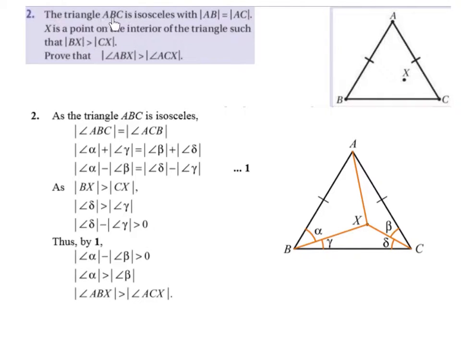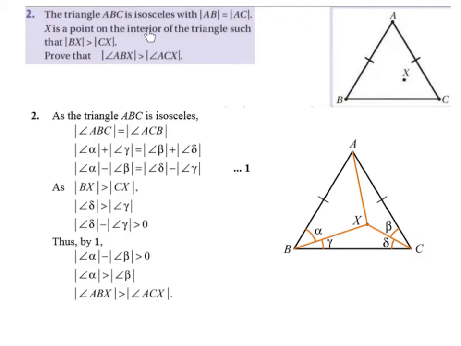The triangle ABC is isosceles with AB equaling AC. So AB is equal to AC. These little lines represent equal length. An isosceles triangle is a triangle that has two equal sides and two equal angles. For example, if this side is equal to this side, then this angle is equal to this angle.